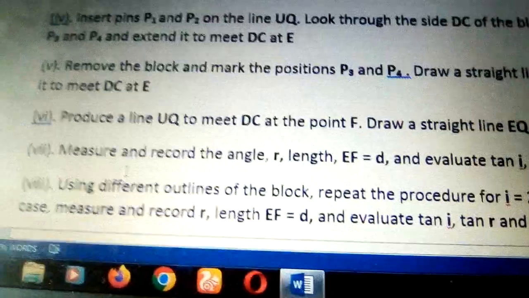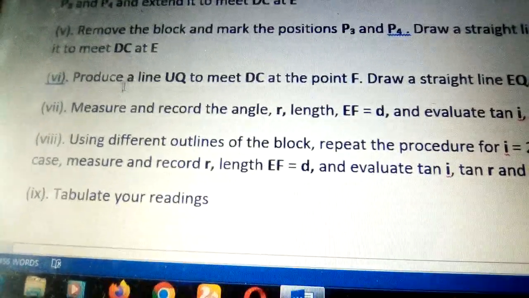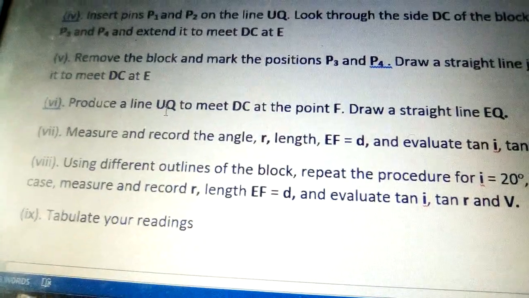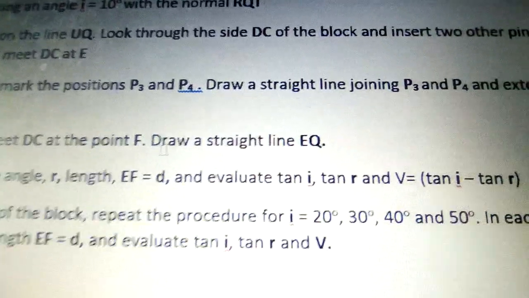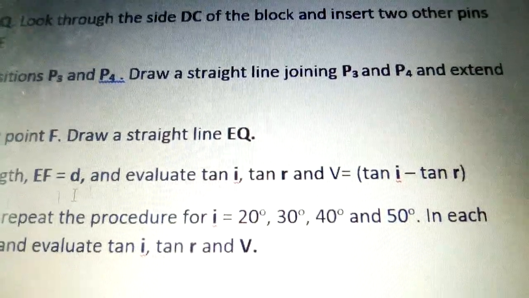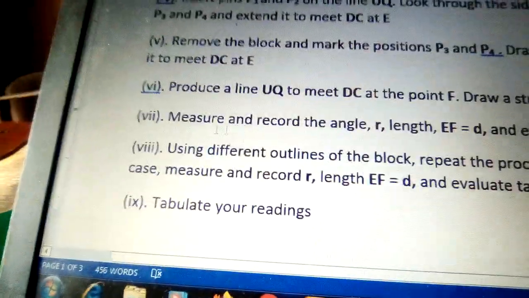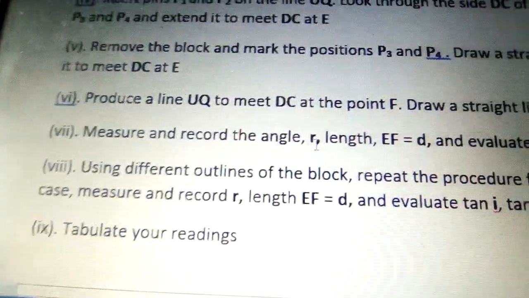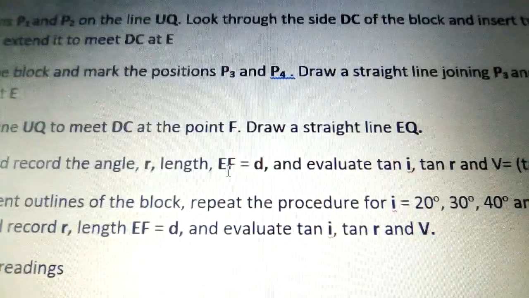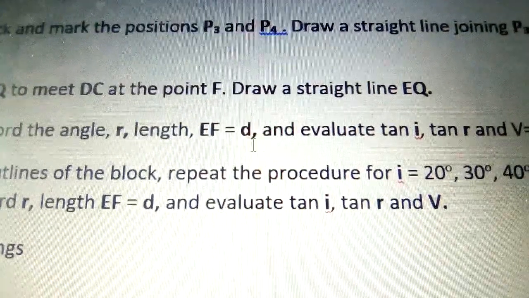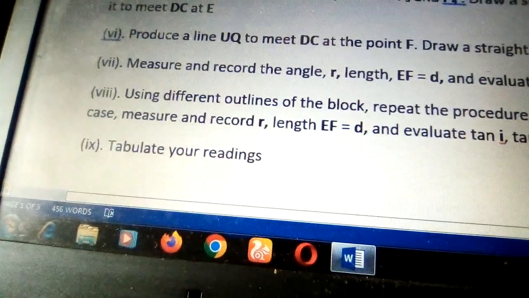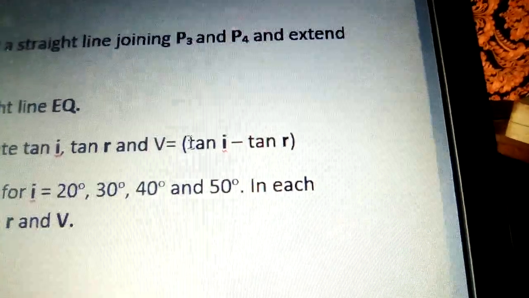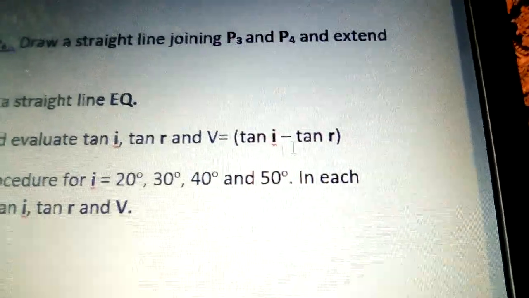Number 6, produce the line UQ to meet DC at point F. Draw a straight line EQ. Number 7 says measure and record angle r, the refraction, the length EF, and evaluate tan i, tan r, and V. V is tan i minus tan r.